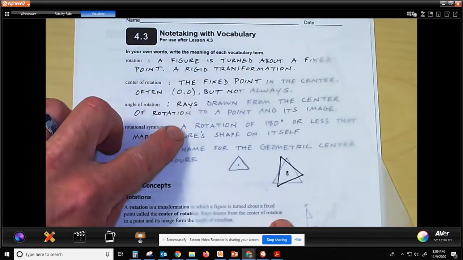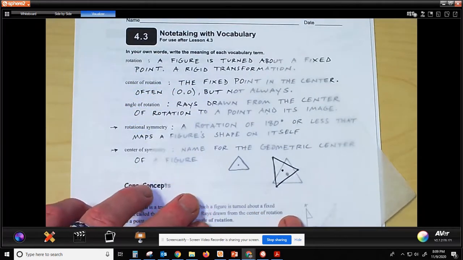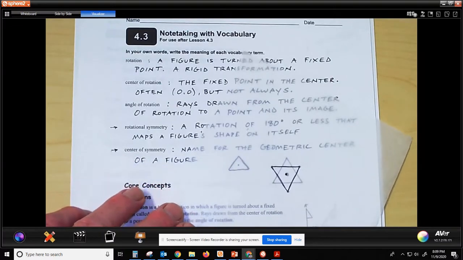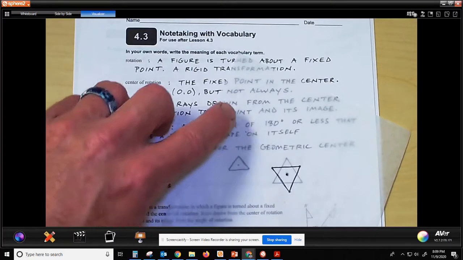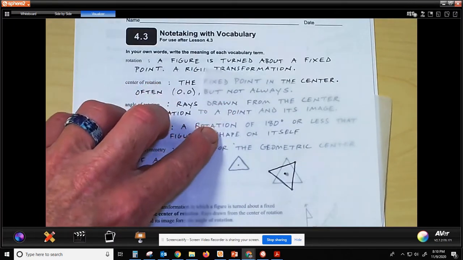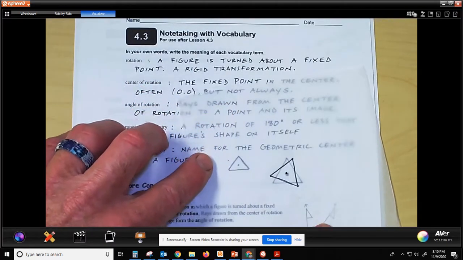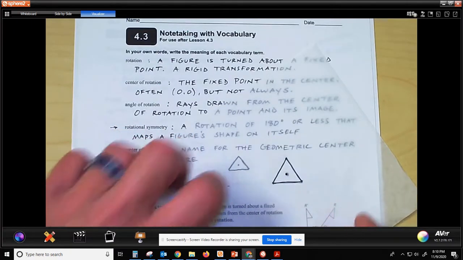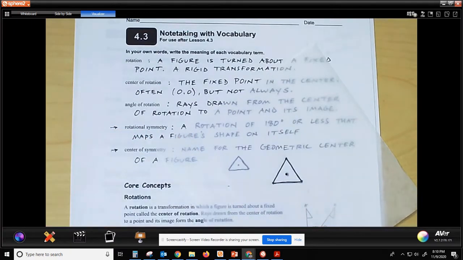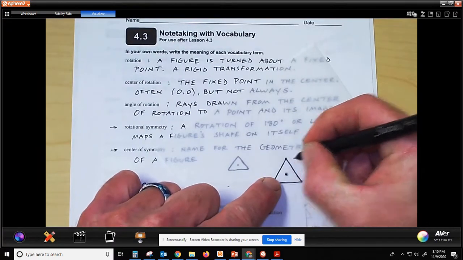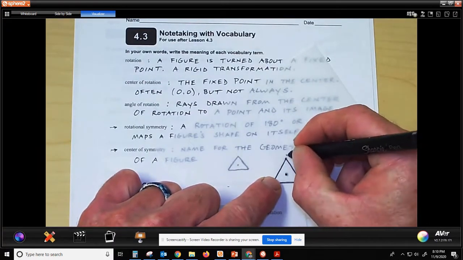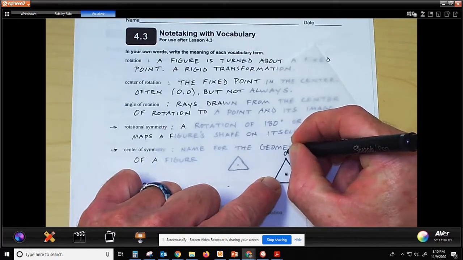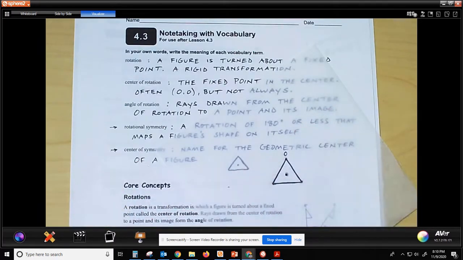And when will it map its figure on itself? So now it's gone to kind of the Star of David shape. And as it rotates around, now it maps on itself. So let's try that one more time. And this time I will put a little reference. Let's name this point O. Okay, so point O. Here we go.